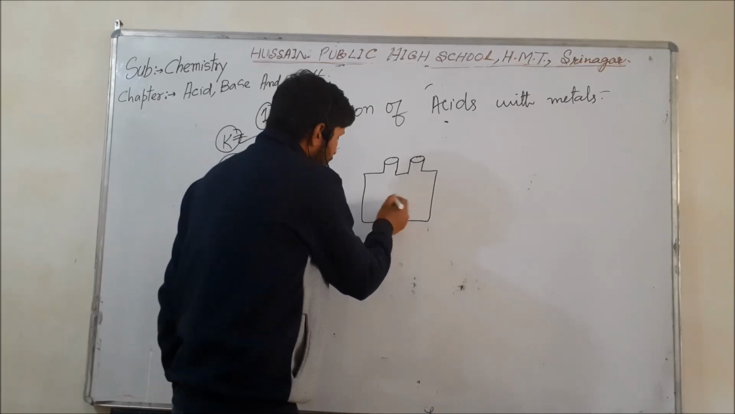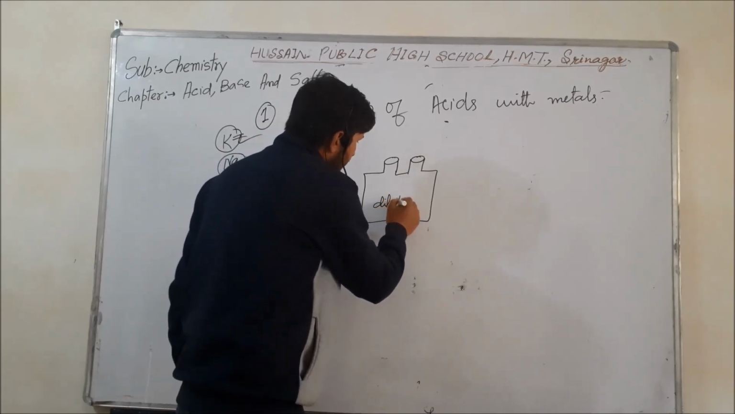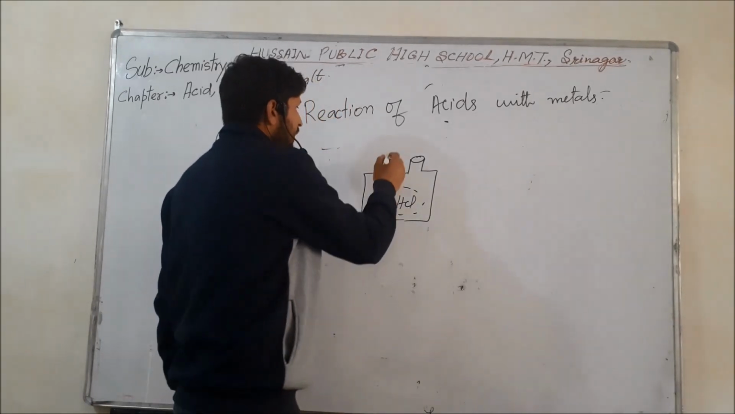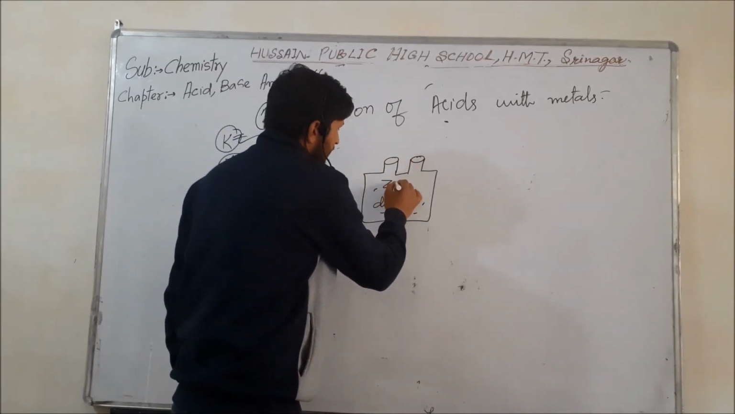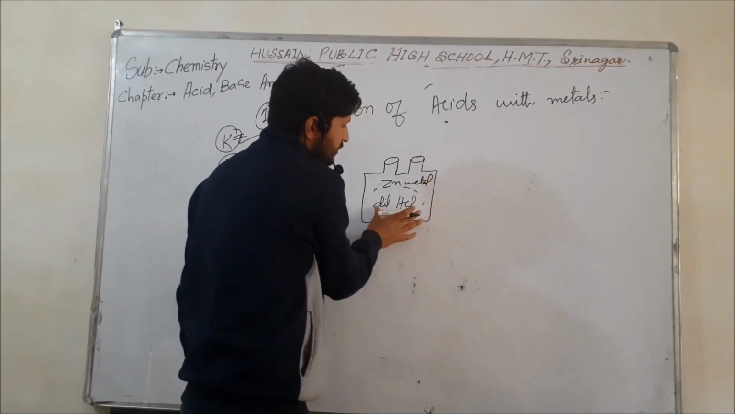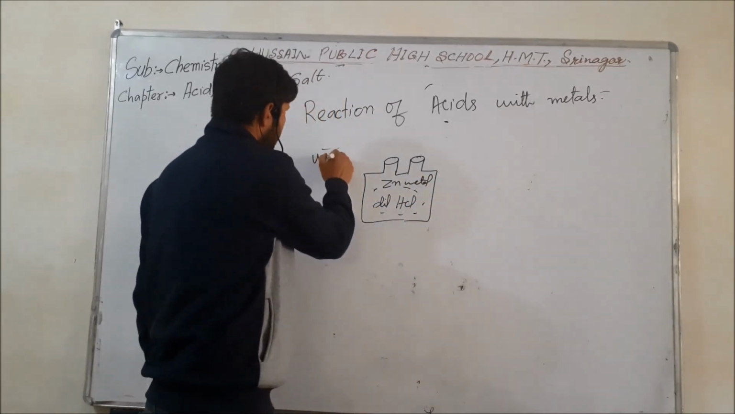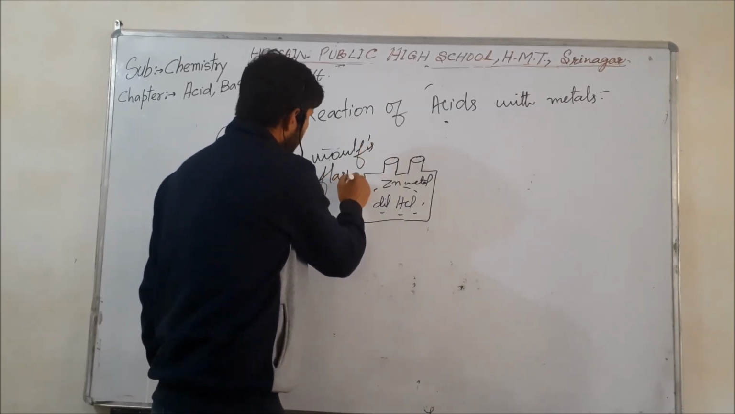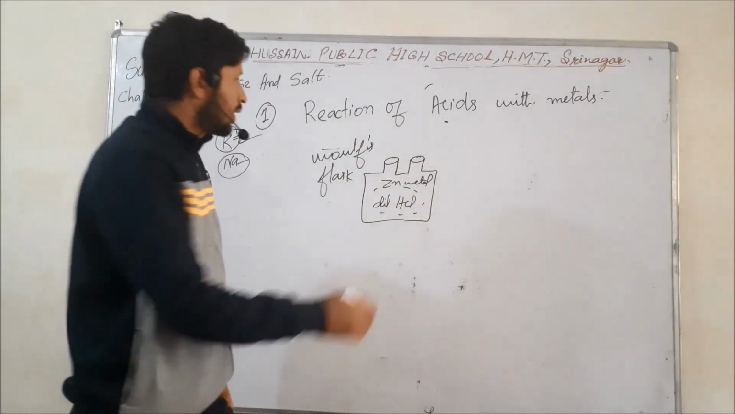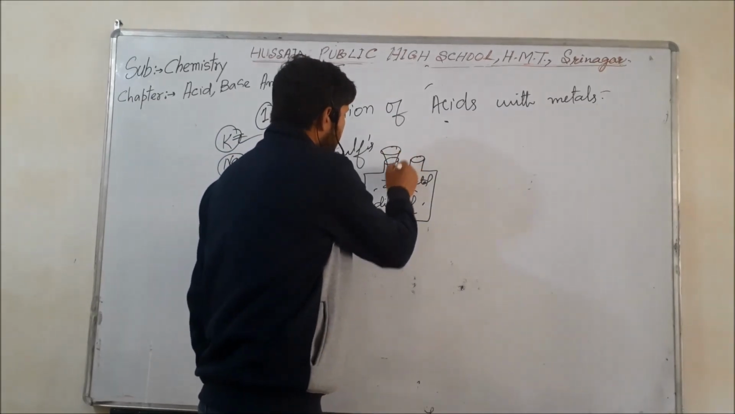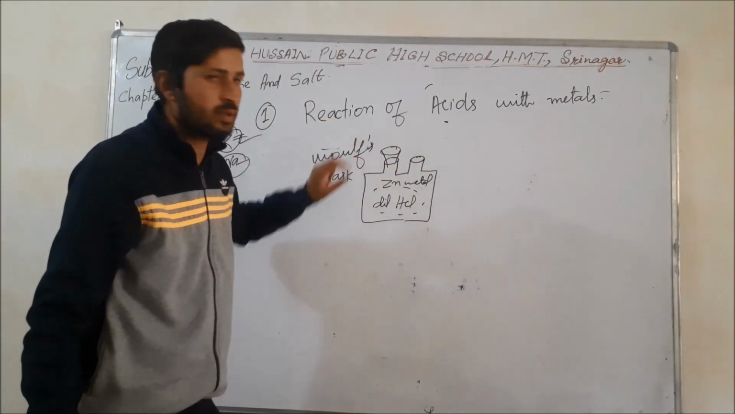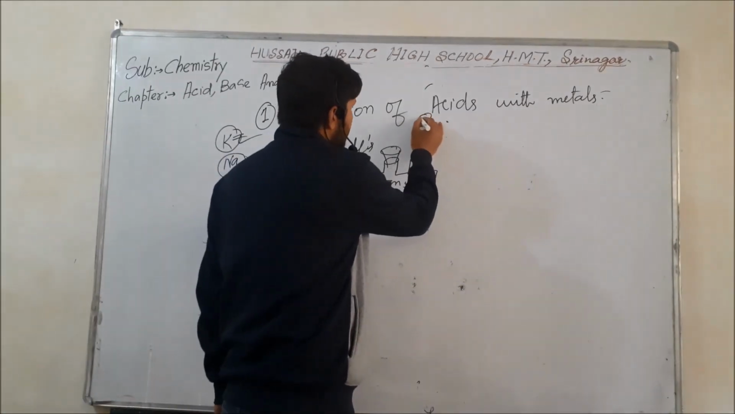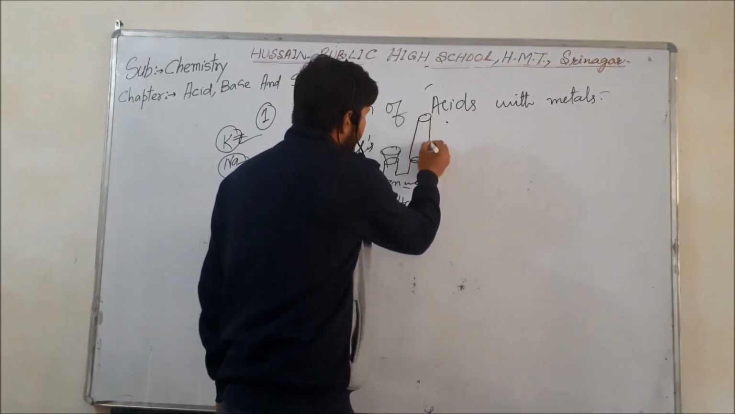What we will do, we will put dilute HCl in this, and we will add zinc metal in this Wolf's flask. We will cover one opening by a cork, and here we will put an inverted test tube. This is a simple experiment.